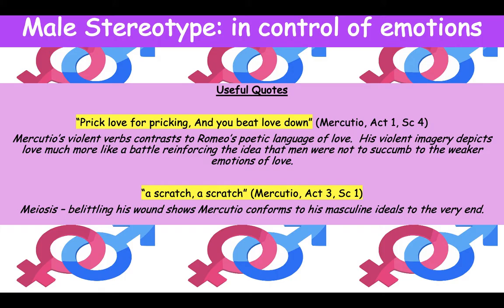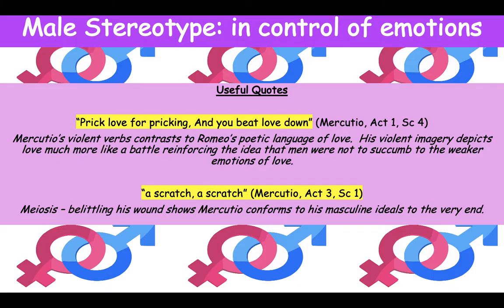Another male stereotype is to be in control of one's emotions. Now this is a little bit contradictory because they are expected to be hot-headed and very reactionary when it comes to fighting, but in terms of emotions of love, they're supposed to think with their head and not their heart. We see this in Mercutio when he's speaking to Romeo, trying to make him feel better about being lovesick over Rosaline in Act 1, Scene 4. He says, "Prick love for pricking and you beat love down." Look at those violent verbs, okay? Prick and beat.